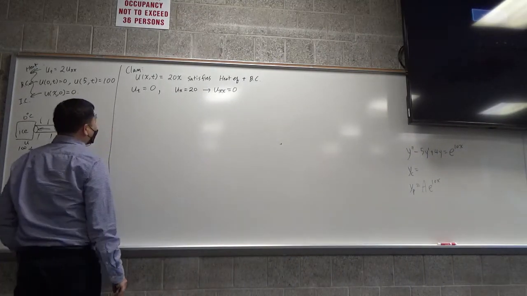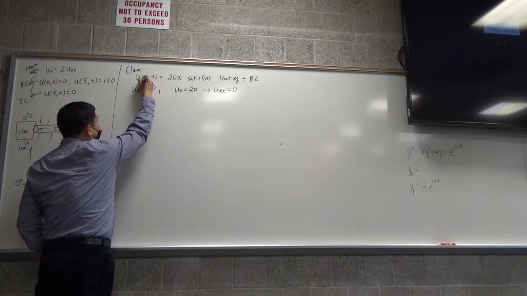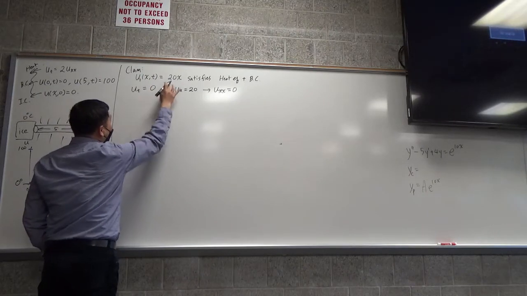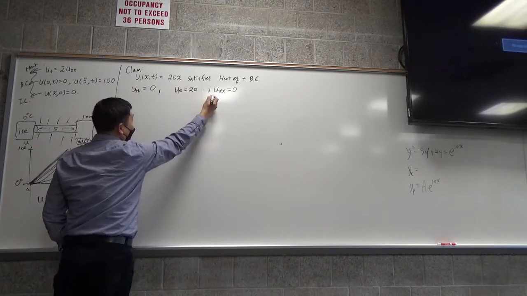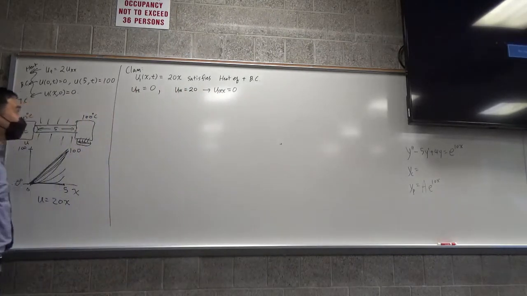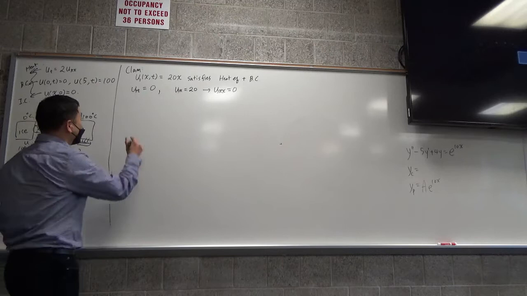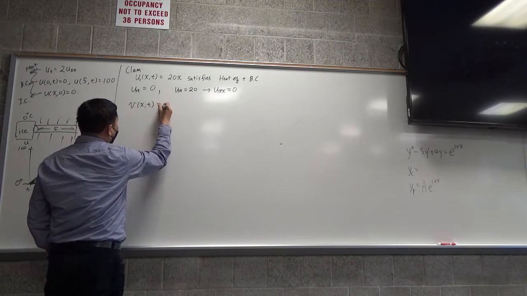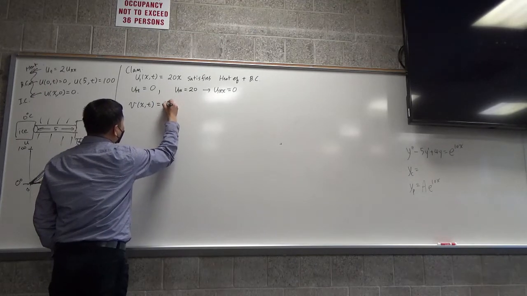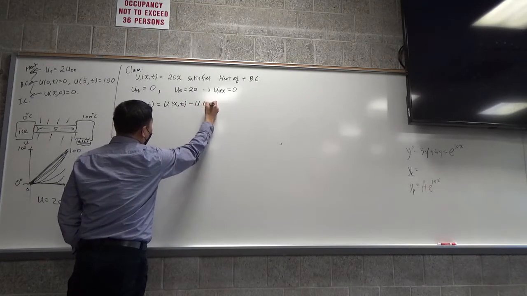What we're going to say is that we're going to just put a number here and say u1 is 20x, u1(x,t), just that. Okay. And then define v(x,t) as u(x,t) minus u1(x,t).